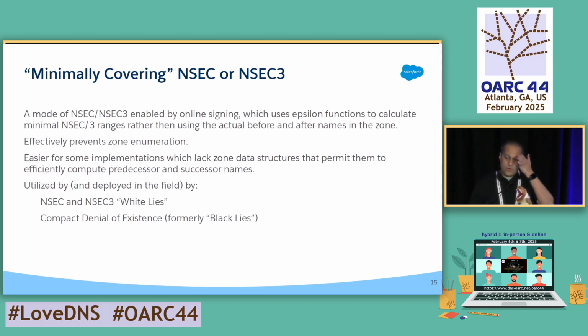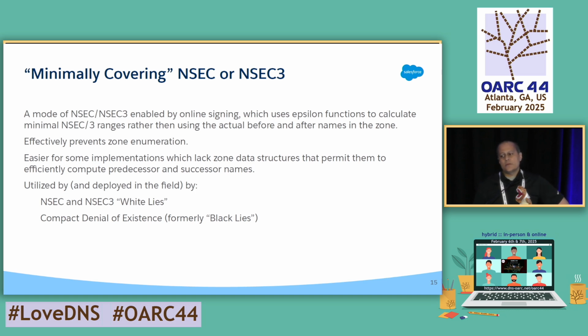All right, so the other important variant of NSEC is what's called minimally covering NSEC, which uses epsilon functions to calculate a small NSEC range around the relevant domain name. And this effectively prevents zone enumeration because we aren't actually disclosing the before and after names in the zone, right?